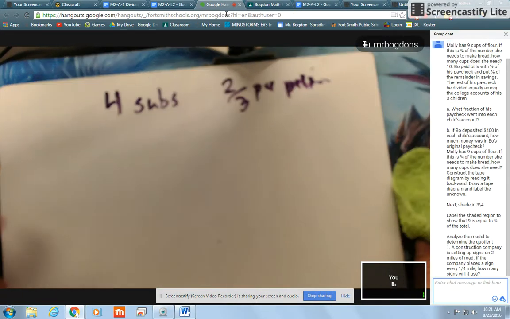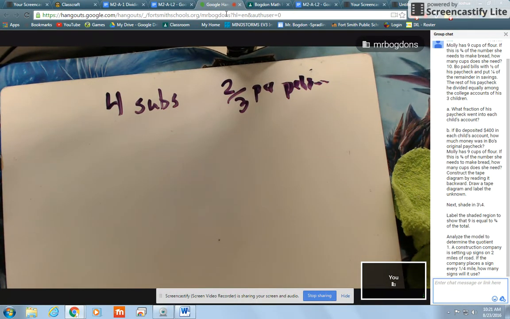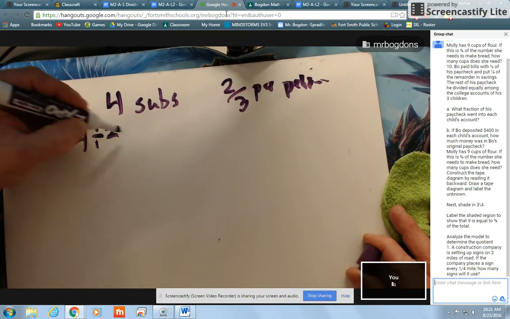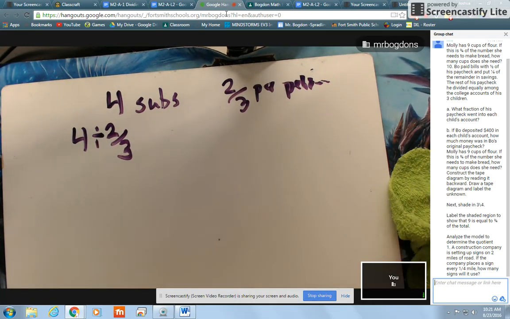Okay, so can anyone think of a division sentence that would show how many 2/3 there are? I keep getting the same 3 people. They're going to be getting experience. Cortera? 4 divided by 2/3. Very good, because that will tell me how many 2/3 I have total.